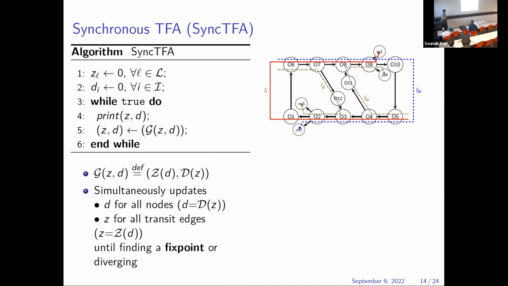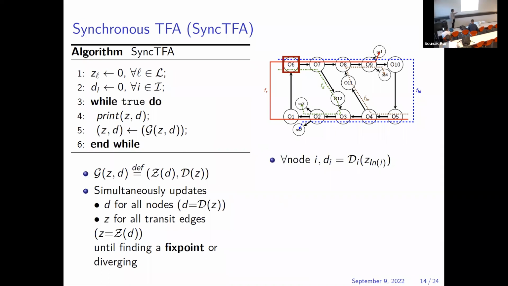So sync TFA, what is the goal of sync TFA? To simultaneously update D for all nodes and Z for all transition edges. So D is the delay jitter bound vector, and Z is the burstiness bound vector, until finding the fixed point or diverging. So what is the difference with before?